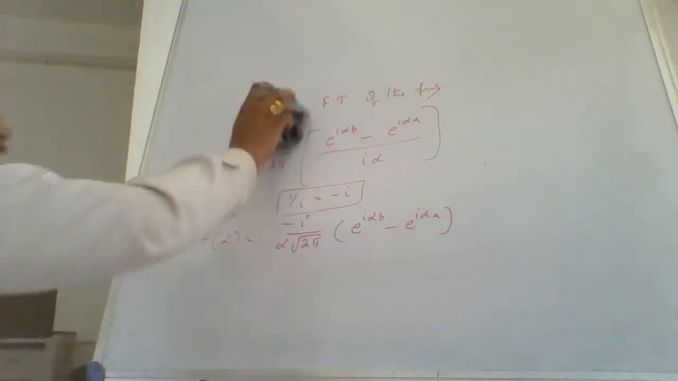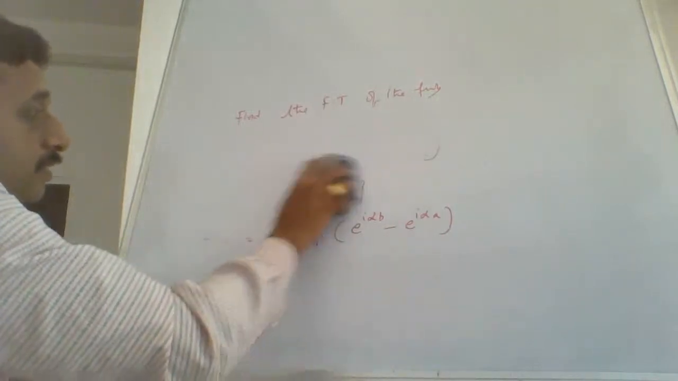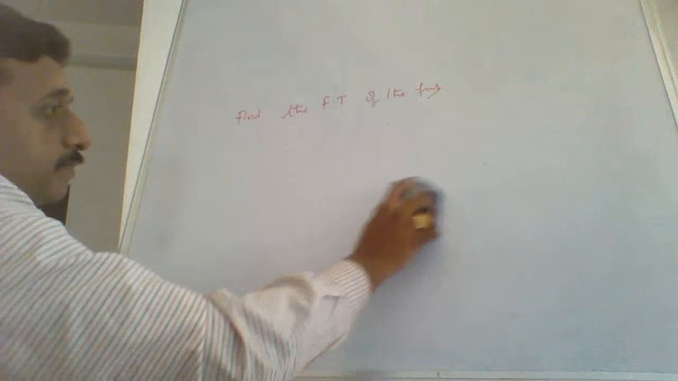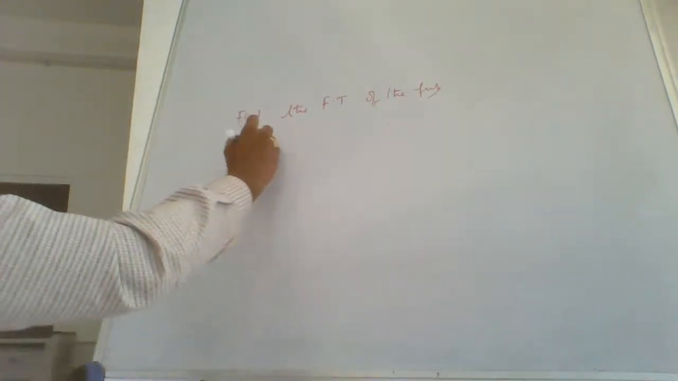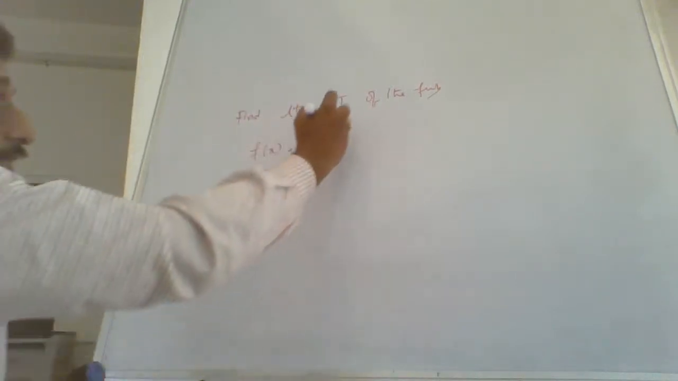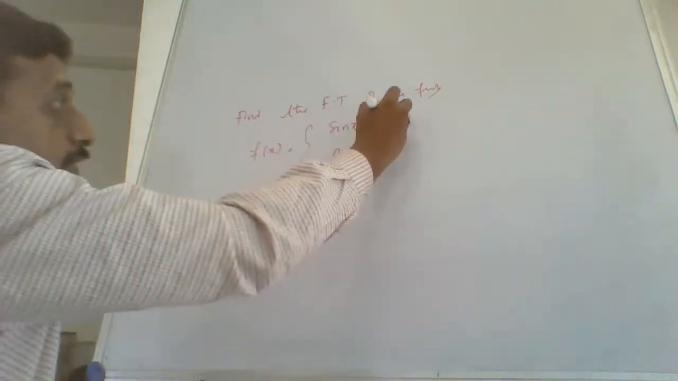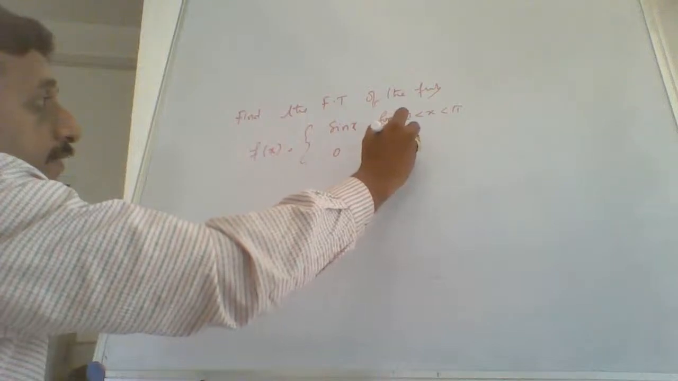Yes, let us continue to solve some more Fourier transforms for the function. It is given to you. Let us find that. Now I have to find the Fourier transform for the function f of x, which is sine x for 0 less than x less than pi, and 0 otherwise.